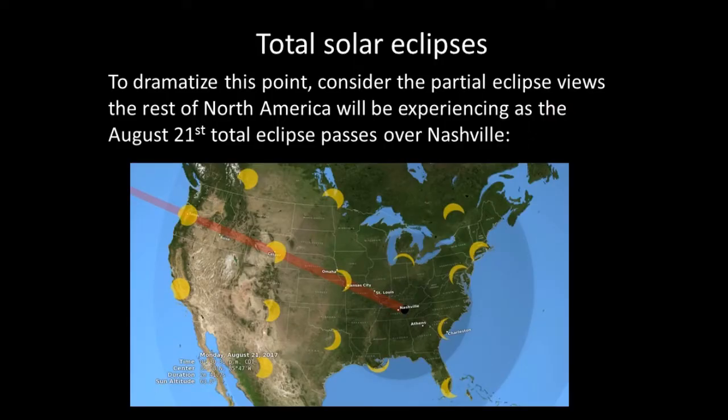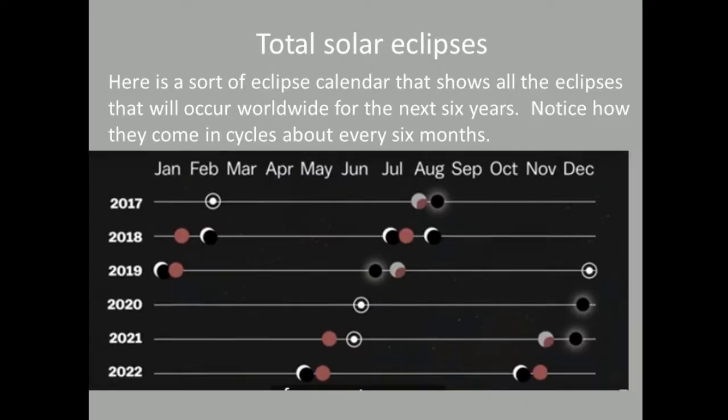To dramatize this point, consider the partial eclipse views the rest of North America will be experiencing as the August 21st total eclipse just passes over Nashville. So really all over Canada and the United States you'll be seeing partial eclipses for those 2.5 minutes that the moon shadow passes over Nashville.